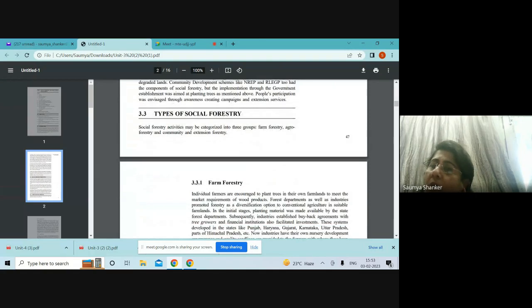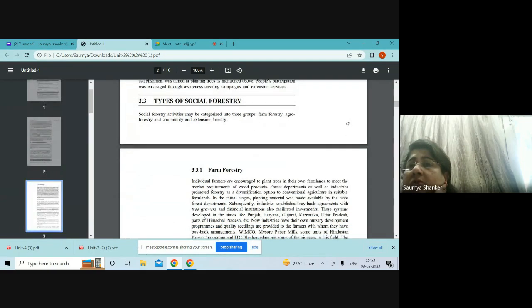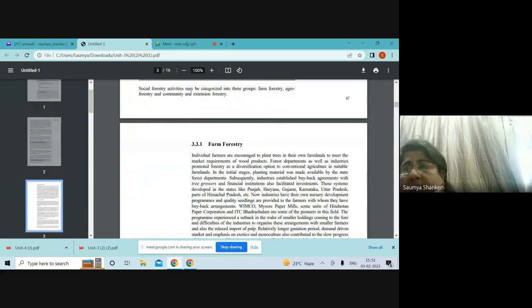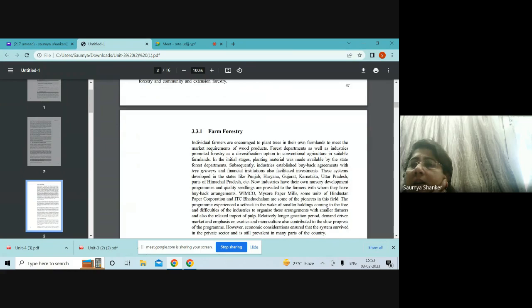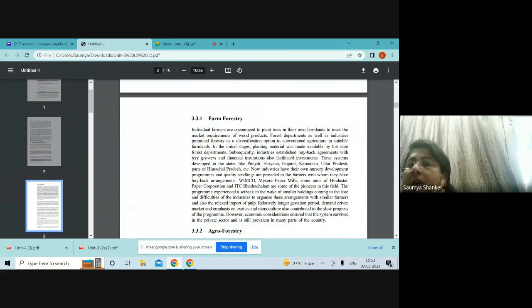So which all areas or activities were identified under social forestry? First was farm forestry. By the term farm forestry, we meant that the farmers were encouraged to plant trees in their own farmlands to meet the market requirements of wood products. So proper farming of trees in farmlands was encouraged and done by individual farmers.